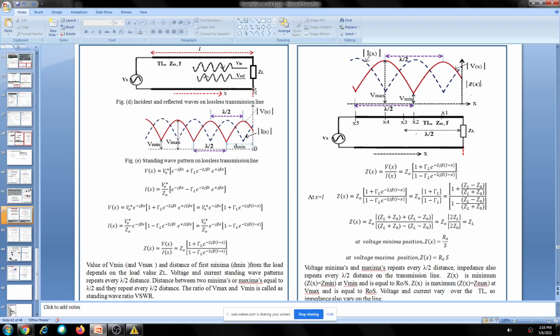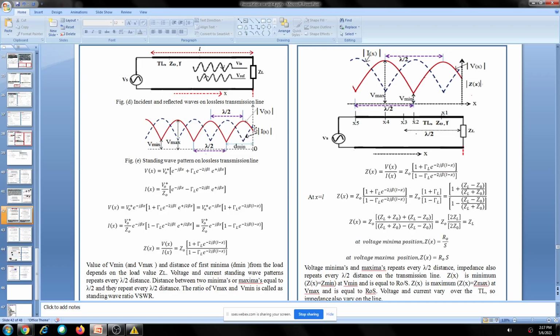As you move over a transmission line, voltage will vary, reaches maximum, becomes minimum, and that pattern will repeat every lambda by 2 distance. Current also repeats in the same pattern. If current and voltages are varying, impedance also should vary. That also repeats every lambda by 2 distance. That is a very important parameter here.